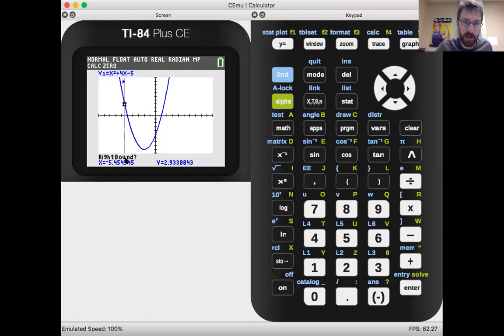Now it changed to say right bound question mark. So I want to set a right bound. I want to go to the right of the 0. So I want to go a few clicks to the right, hit enter. And now notice that my screen has these two vertical lines. What I have done is set a boundary to tell the calculator where to look for this 0.